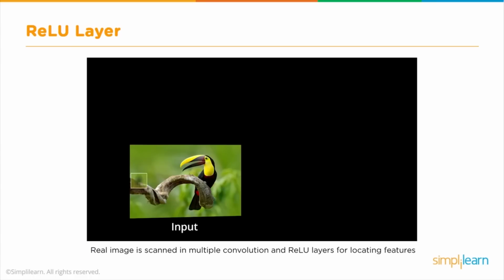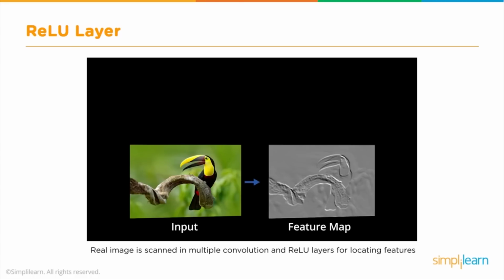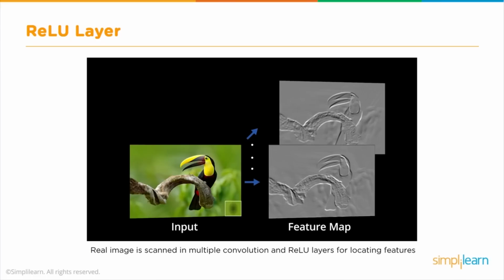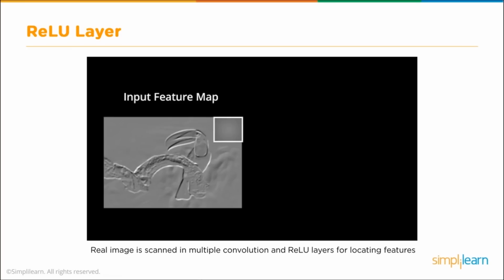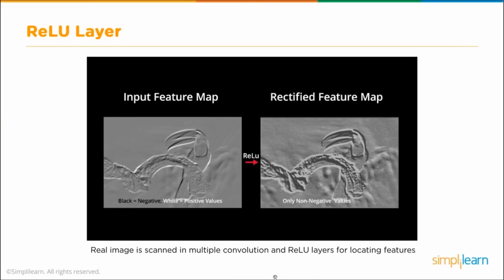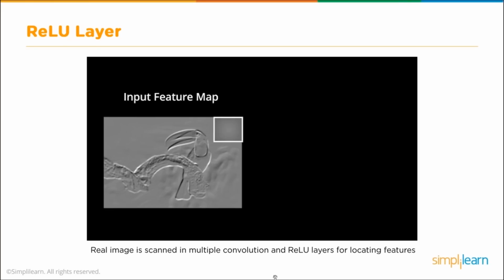So here we have an input that looks like a toucan bird. Very exotic looking. The real image is scanned in multiple convolution and ReLU layers for locating features. And you can see up here it's turned into a black and white image. In this case, we're looking in the upper right-hand corner for a feature, and that box scans over. A lot of times it doesn't scan 1 pixel at a time. A lot of times it will skip by 2 or 3 or 4 pixels to speed up the process. That's one of the ways you can compensate if you don't have enough computational resources for large images.